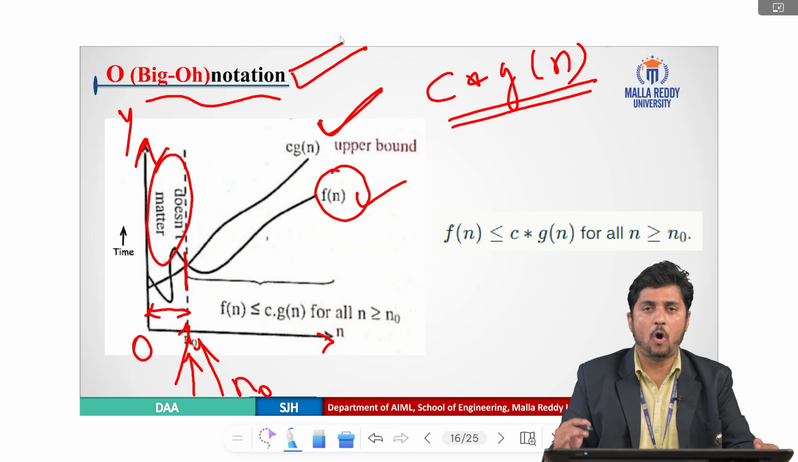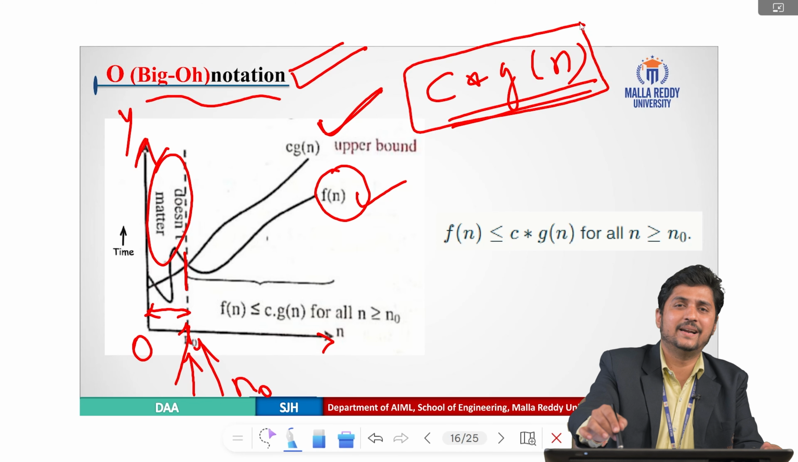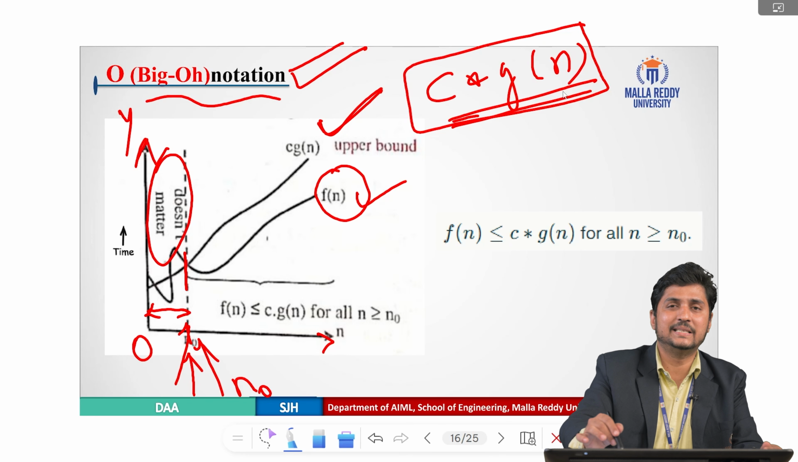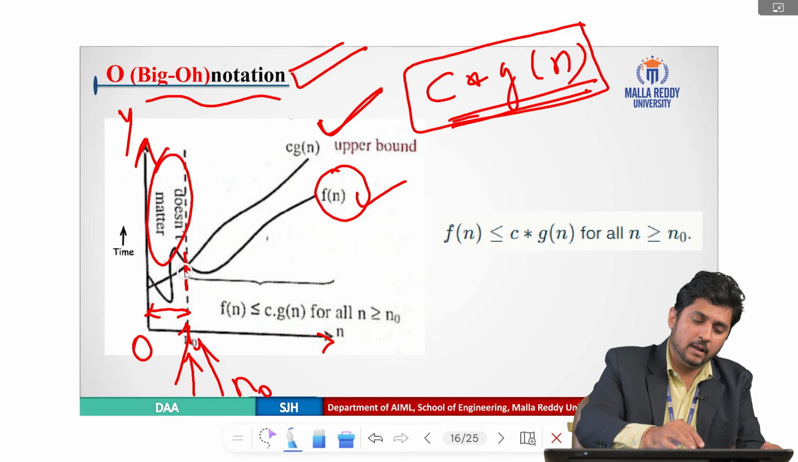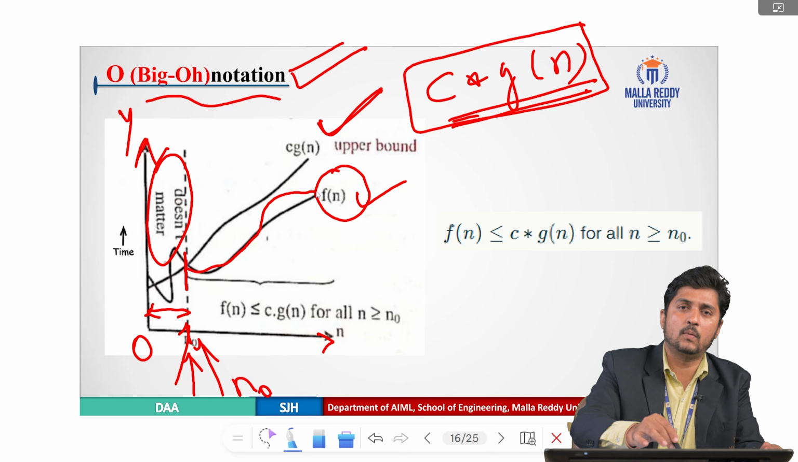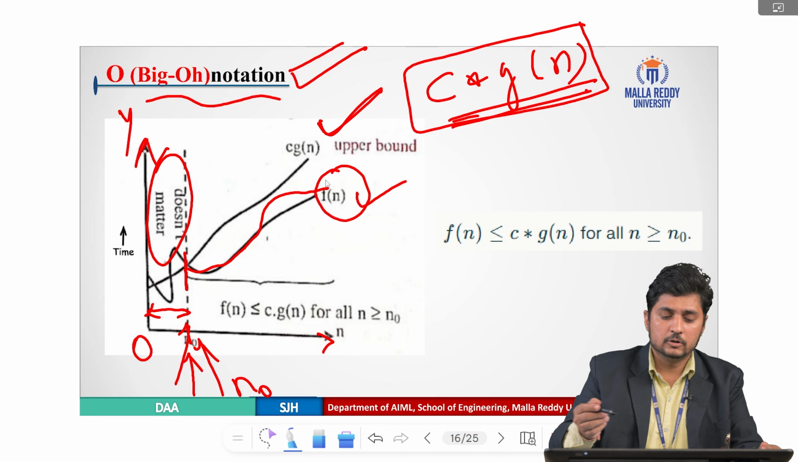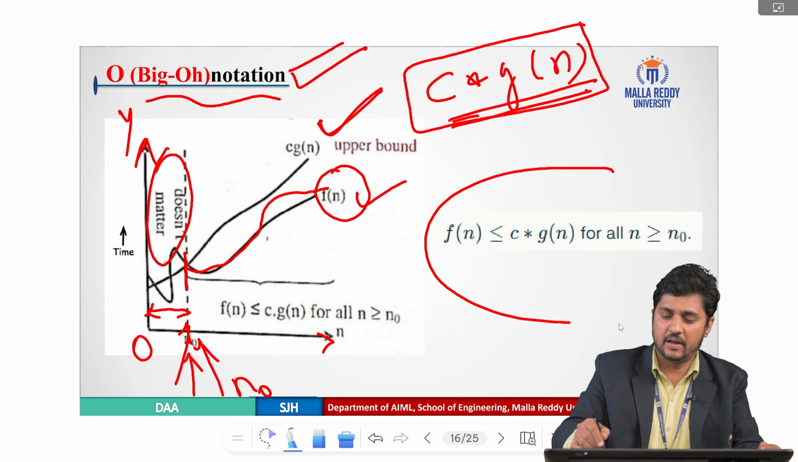Here, worst possible time will be represented with c into g of n, the maximum or standardized worst possible time. And that will be compared or matched with our algorithm's running time. Sometimes it may match, or it may always take lesser or equivalent to the amount of time consumed by the standard worst possible time. So the same thing will be represented with the definition.